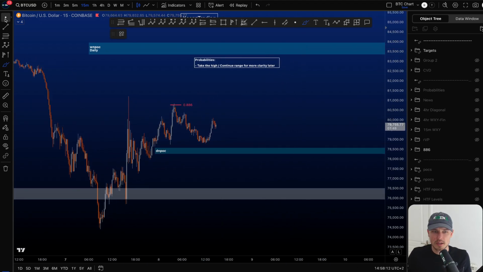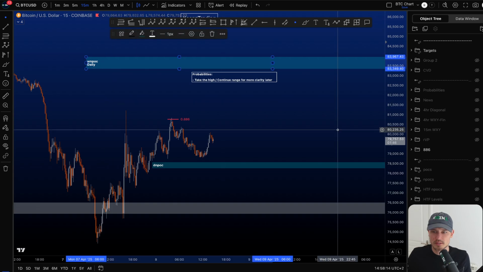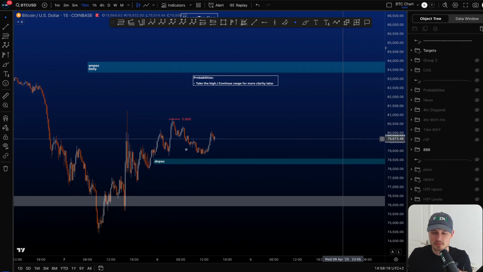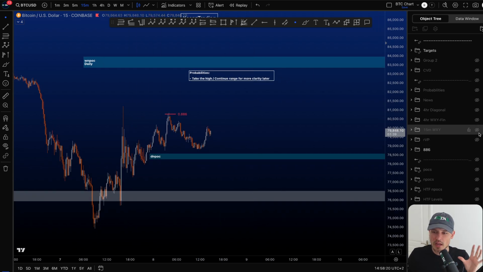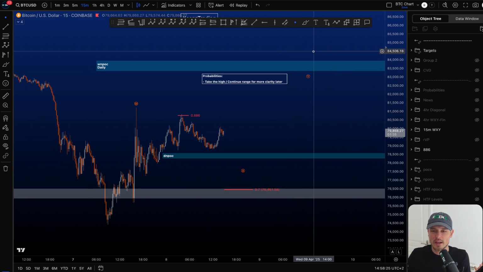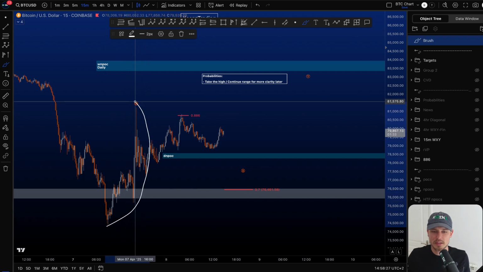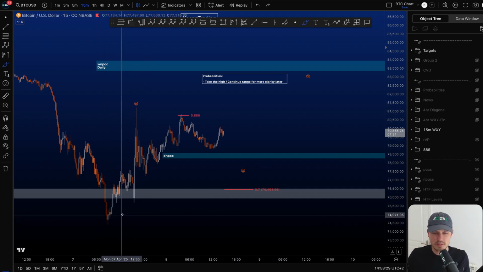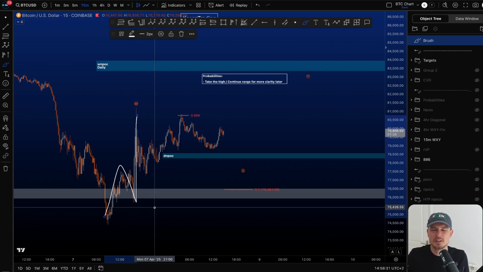Now to the upside, we then have this resistance at 83.3K to 84K, which is interesting because with the information we have here, one of the scenarios that then comes to mind is a WXY double zigzag. And that's mainly because of the start here. You can see that this structure up is a very three-wavy structure to the upside.